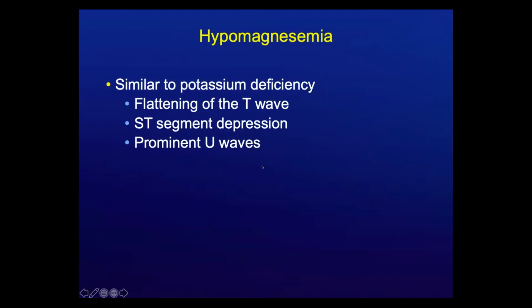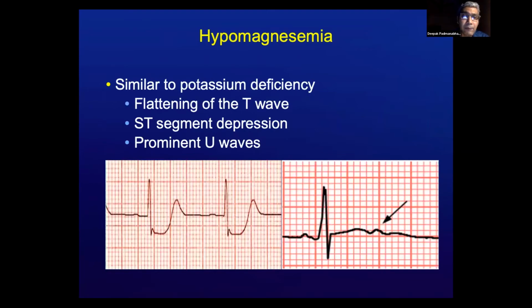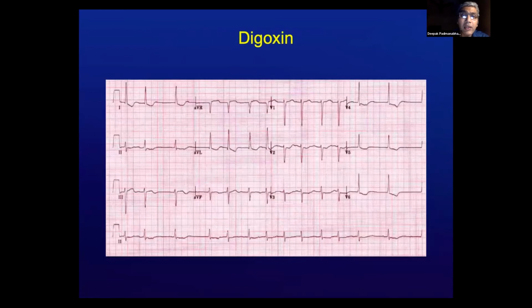An important electrolyte, which is not very commonly seen on the ECG, but can contribute to abnormalities on the ECG, is hypomagnesemia. The changes are similar to potassium deficiency, where there is flattening of the T wave, ST segment depression, and prominent U waves. Another important drug, especially in the Indian scenario, is the use of digoxin.